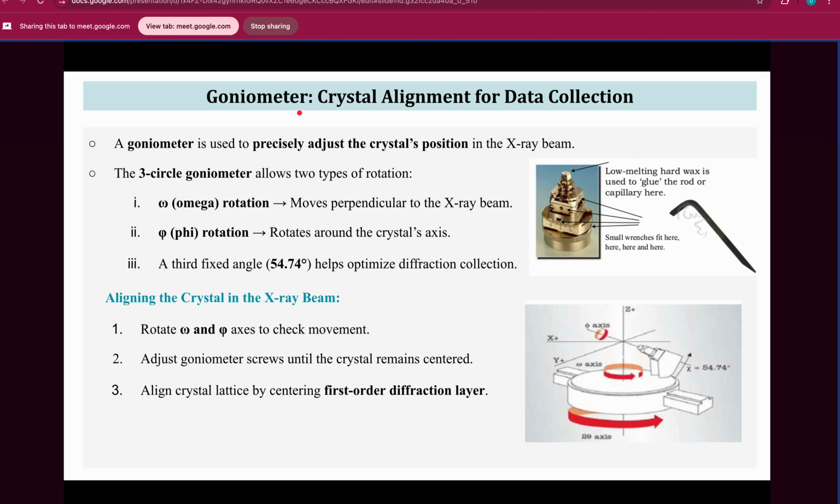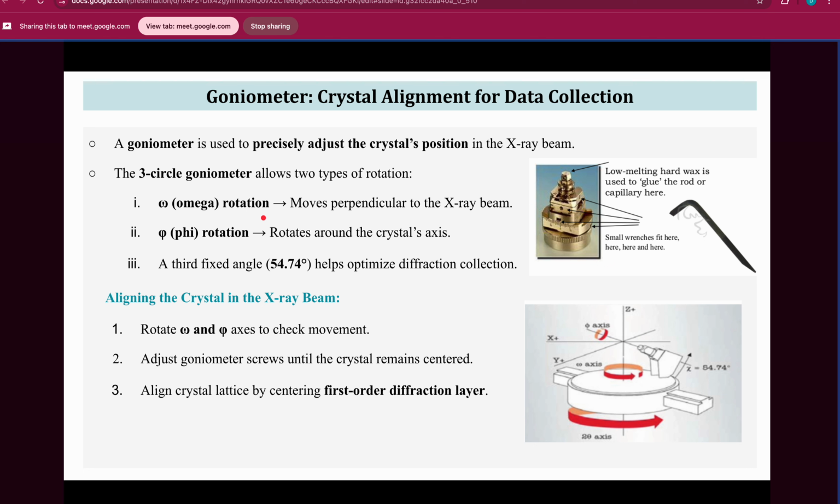Now we will talk about the goniometer, because on top of it we are mounting the crystal. The goniometer is responsible for crystal alignment for data collection. It is used to precisely adjust the position of the crystal in the X-ray beam. There is a three circle goniometer which allows two types of rotation. This is the goniometer in which you have placed your protein crystal. It has three circles and allows two types of rotation.